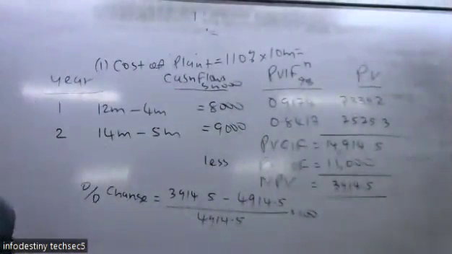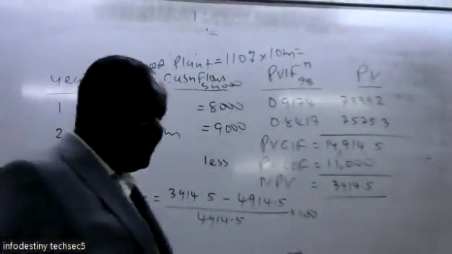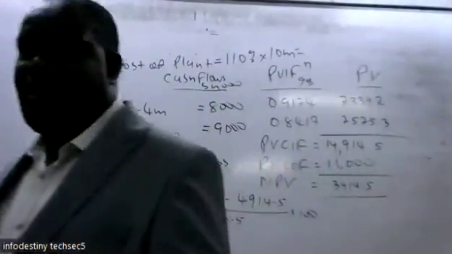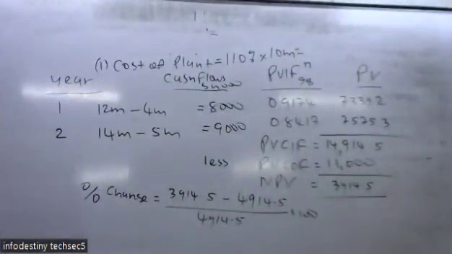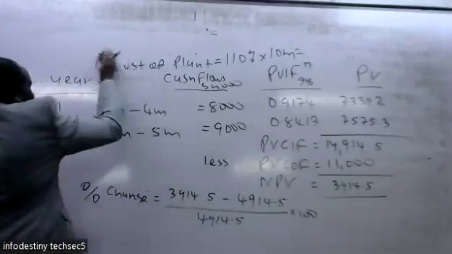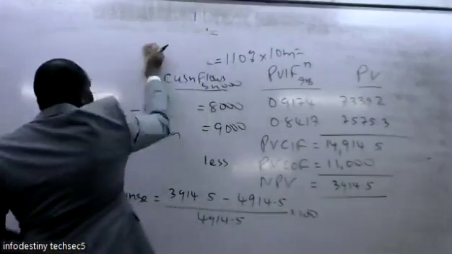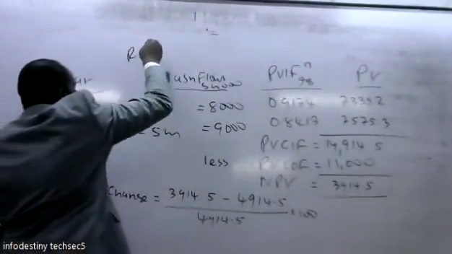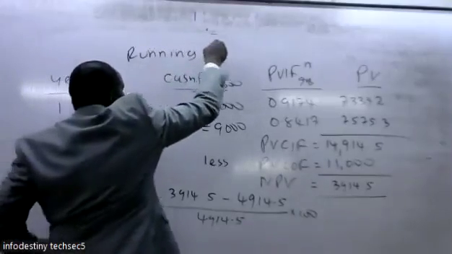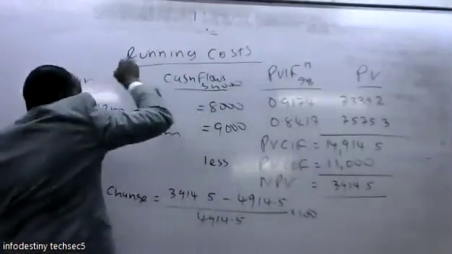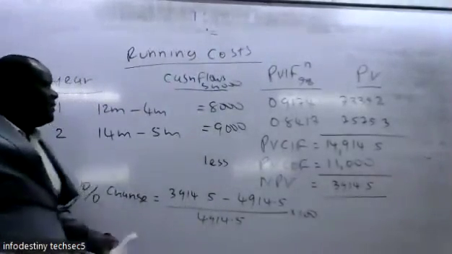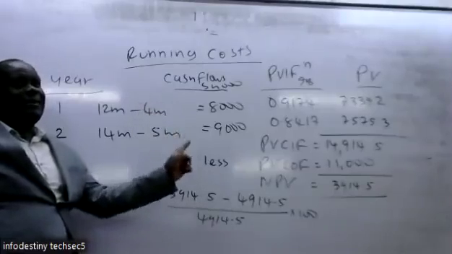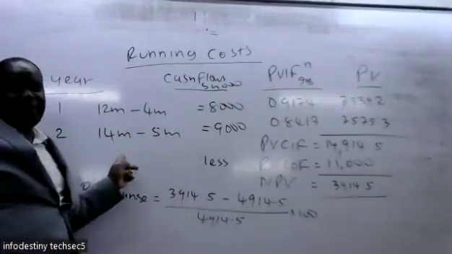So we go to the second item. The second item is which item? After the cost of the plant, what was the next item? Running cost. So let us now analyze the running cost. We go to the second one, which should now be the running costs. So running costs is this item here. You see our running costs. We increase them by 10% before we subtract from the savings.